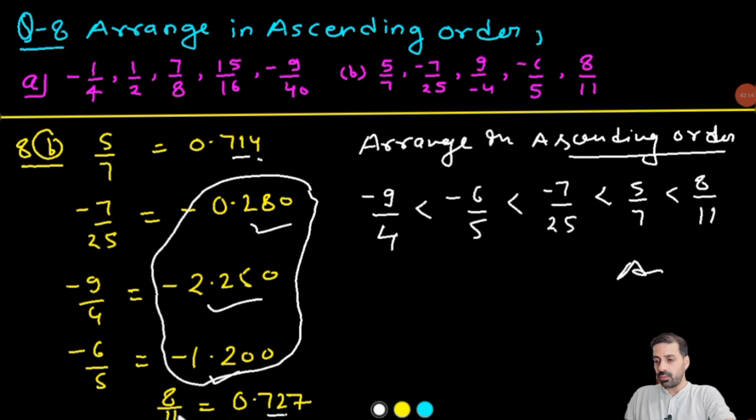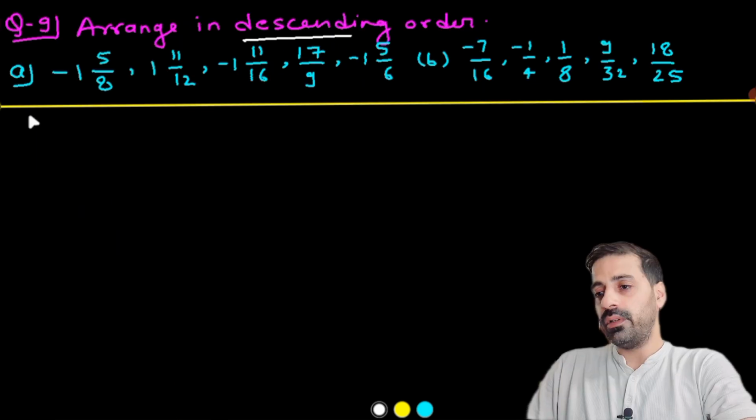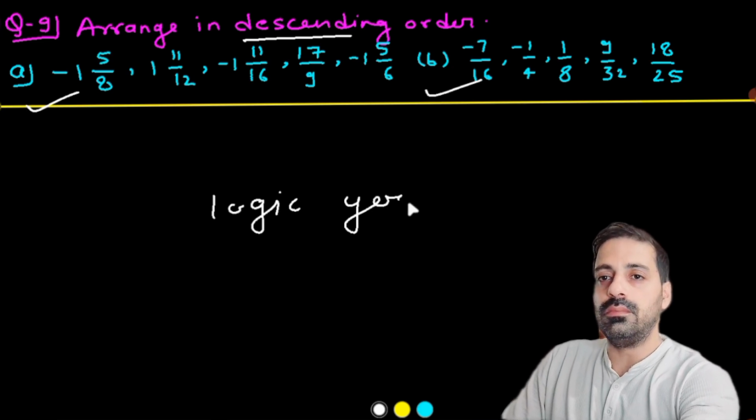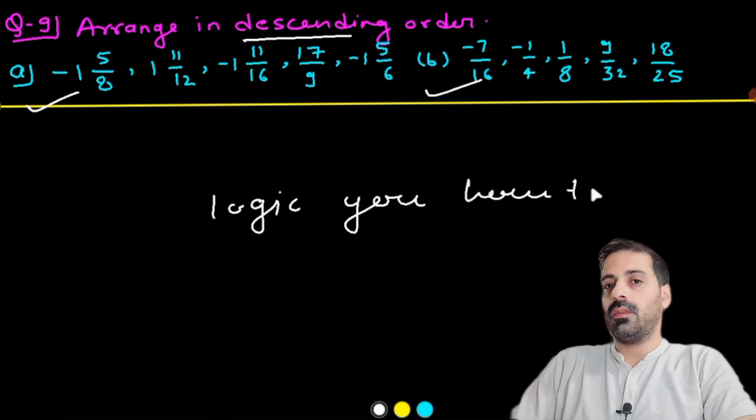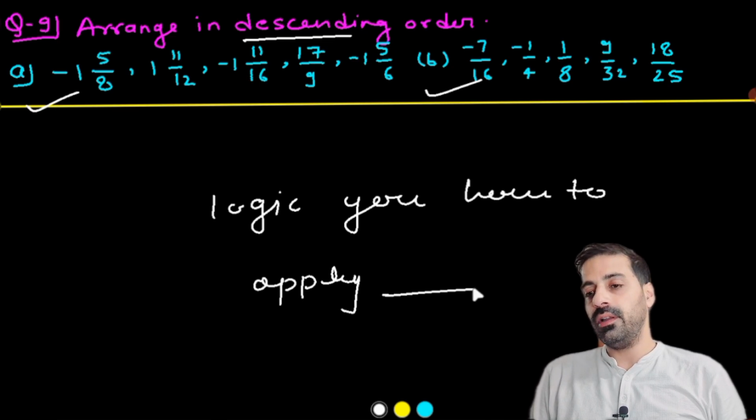So my dear students, this is the solution of question number 8, all parts. Now comes question number 9. Here we have to arrange them in descending order, and it also has two parts. Same logic you have to apply here for finding the answer. So you can practice this question yourself.